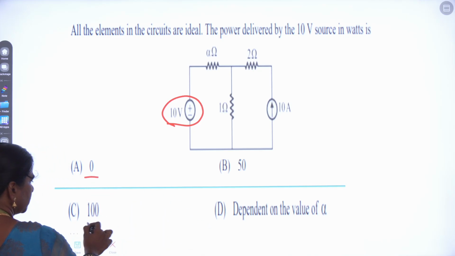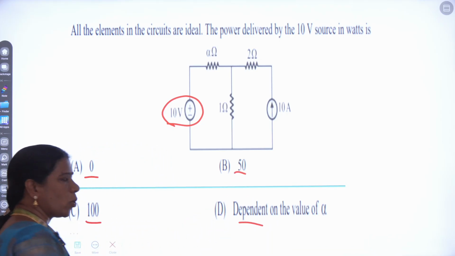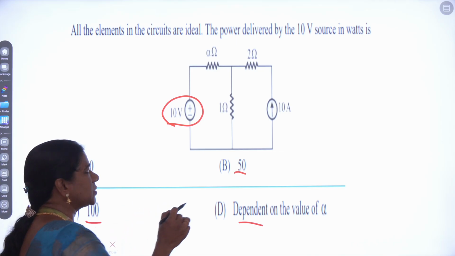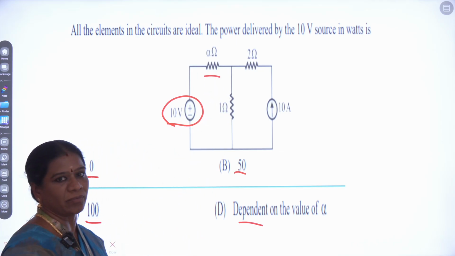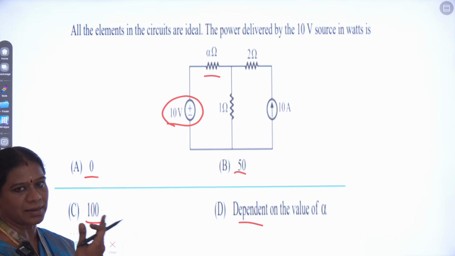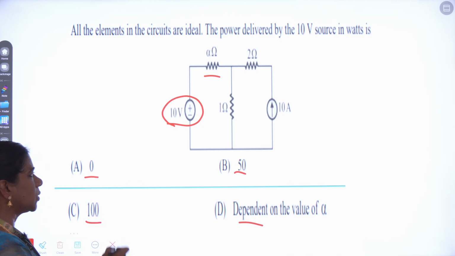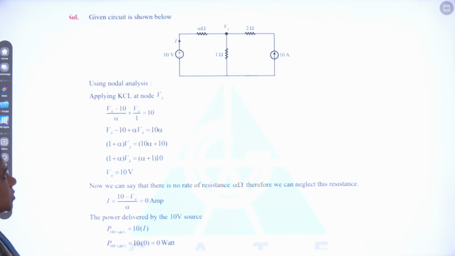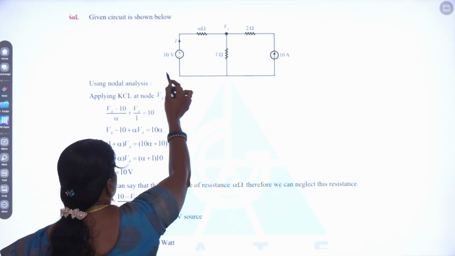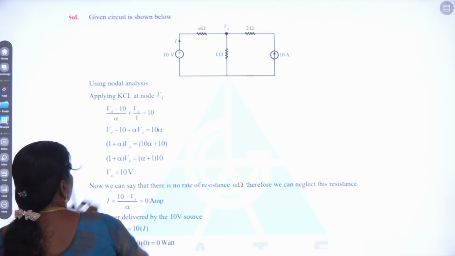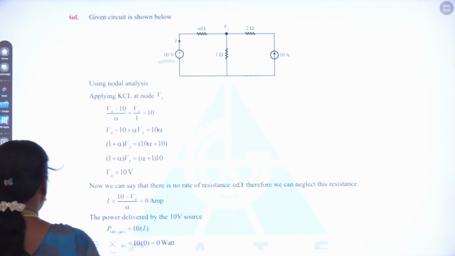The options given are 0, 100, 50, and dependent on the value of alpha. See this problem students, some twist is given. The resistance value is not directly given, it is mentioned as alpha. So by normal mesh analysis or nodal analysis we cannot proceed. We have to go for some other method, right? So based on this, we now analyze this circuit to calculate the power delivered by the 10 volt source.